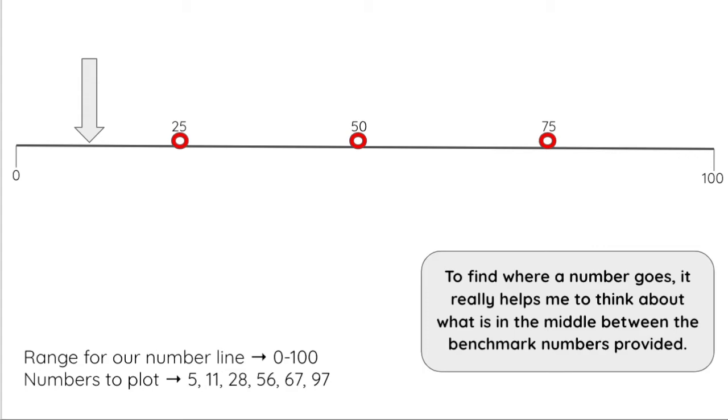To find where a number goes, it really helps me to think about what the middle number is between the benchmark numbers provided. I keep using this skill to find the most appropriate place for the numbers. This helps me to put 5 here. It will not be exact because I am not a computer-generated program. Is this where you thought it would go too?